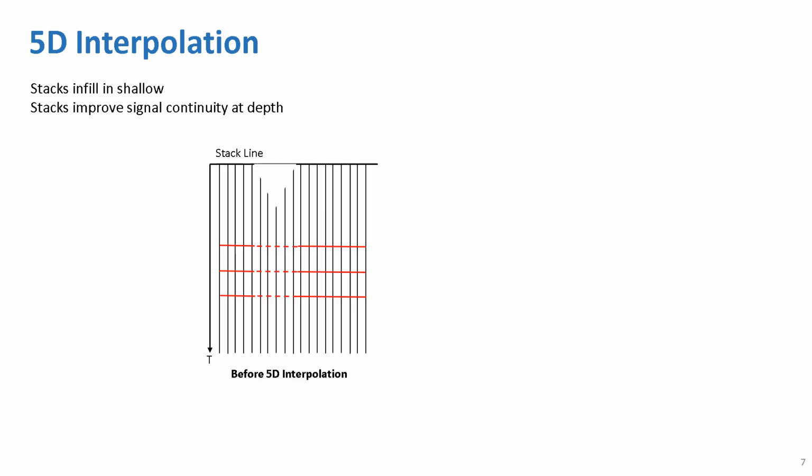How would that look on a stack? Well, this might be your stack line before 5D interpolation. Time goes down. Our CDPs go from left to right. That might be an east-west direction. And if you look, there might be a near-surface hole or skip. And these might be 3 reflectors down at depth. You can see I have better continuity on these 3 reflectors in some places than others. Where it lines up with this skip is because we don't have any sources in that region.